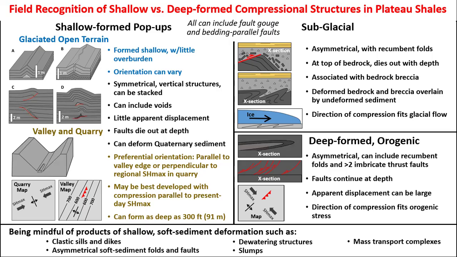In deep-formed orogenic structures, hallmarks include asymmetrical folds that can include recumbent folds and stacks of more than two imbricate thrust faults. Faults continue as far down as observation allows. The apparent displacement can be large, and the direction of compression fits orogenic stress. As we think about possible origins of compressional structures in Devonian shales of the plateau, we need to be mindful of other types of structures, such as those formed by soft sediment deformation.